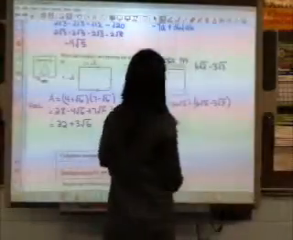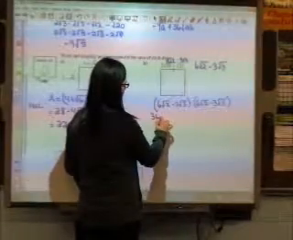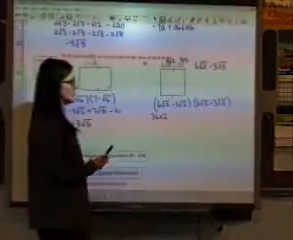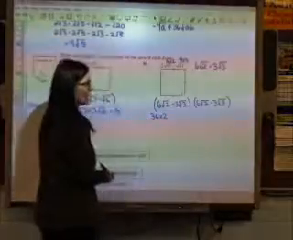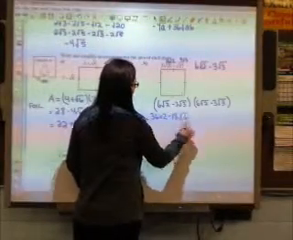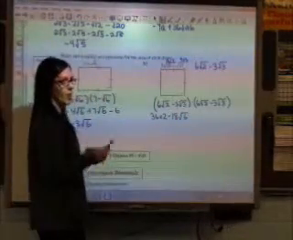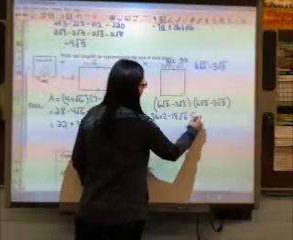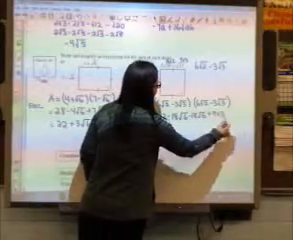6 root 2 times 6 root 2 gives me 36 times 2, because the root 2 and the root 2 would give me 2. And then I take my 6 root 2 and I multiply it by my negative 3 root 3, which will give me negative 18 root 6. Now I start looking at this negative 3 root 3 and I multiply it into the other expression. And I get another negative 18 root 6 and a positive 9 times 3.